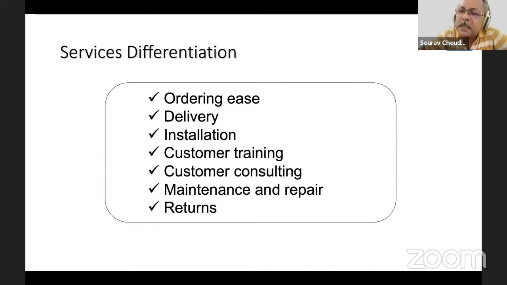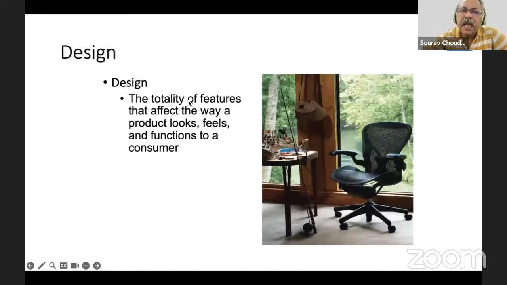कि मैं यहाँ पर return नहीं कर पाता हूँ, तो मैं खरीदता नहीं हूँ यहाँ से. ठीक है. So these are a couple of service differentiations. Okay. And then of course, design. The totality of features that affect the way a product looks, feels, and functions to a consumer. A design of a chair, a design of your furniture, design of your house, design of everything and anything makes a differentiation. Yeah. When you go to buy a house, possibly you will see two houses of the same configuration, 2 BHK. Okay. However, the design of one house will be better than the other, and then you like that house.